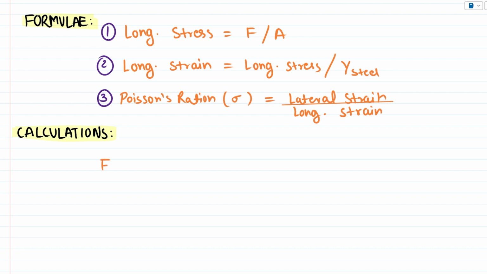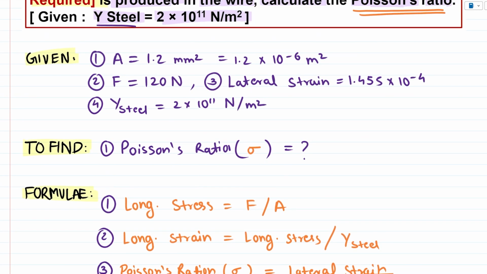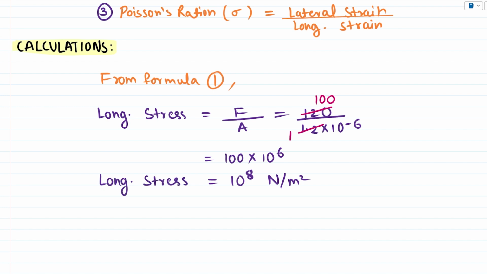So the first statement in our calculation section is from formula 1, which is the formula to calculate our longitudinal stress. From this, I can say longitudinal stress is the force divided by the cross-sectional area. The value of force is 120 Newton and the cross-sectional area is 1.2 into 10 raised to minus 6. Let's do some cancellation: 1.2 ones are and 1.2 hundreds are, and 10 raised to minus 6 goes up, so it becomes 10 raised to plus 6. Effectively, if we cancel out, it would be 100 into 10 raised to 6, which gives us the value for longitudinal stress as 10 raised to 8 Newton per meter square. That is the unit for stress. So this is the value for longitudinal stress, and let me also mark this as our equation number 1.